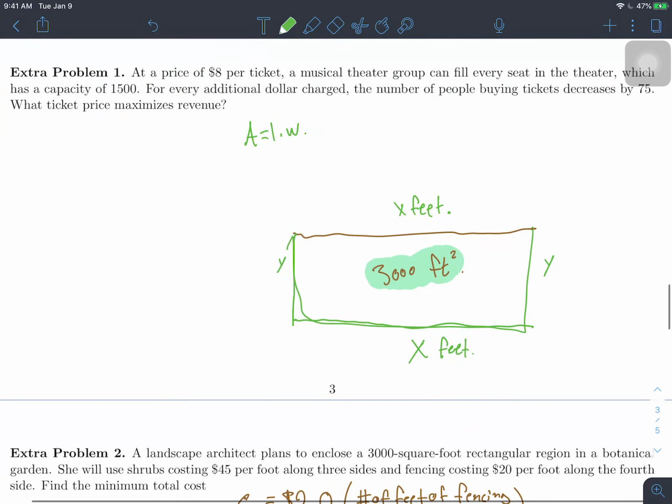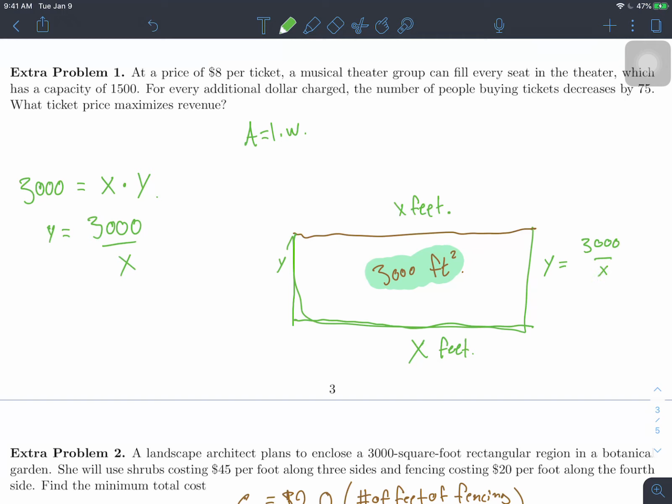Okay, so here's how I'm going to do it. I know that 3,000 feet squared is the area, and that's going to be equal to the length times width. Well, the length is x, and the width is y. So I can express y as being equal to 3,000 divided by x. Okay? 3,000 divided by x.